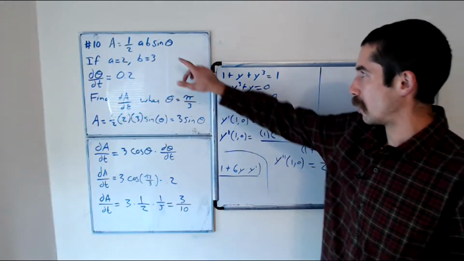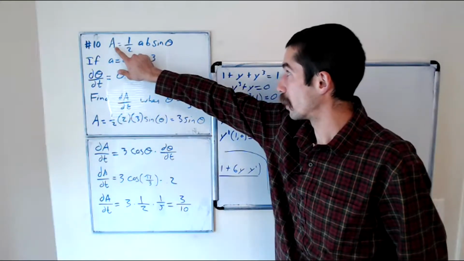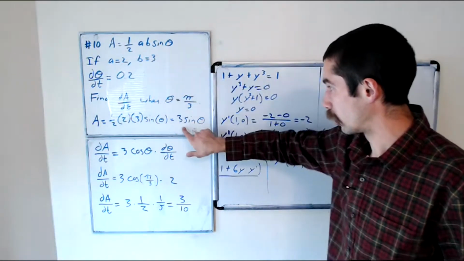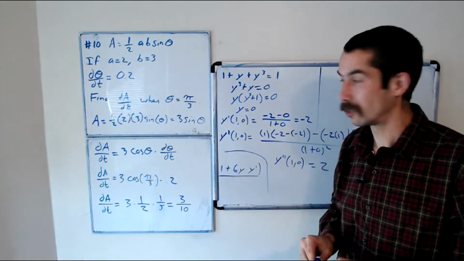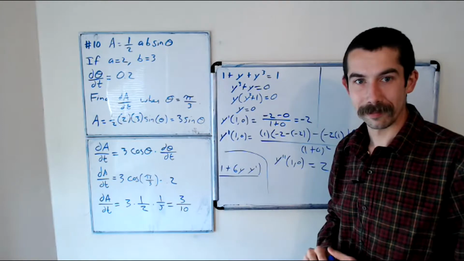Okay, so this is basically we have this area is equal to 3 sine theta, and we want to just compare the rates, relate the rates. Okay.